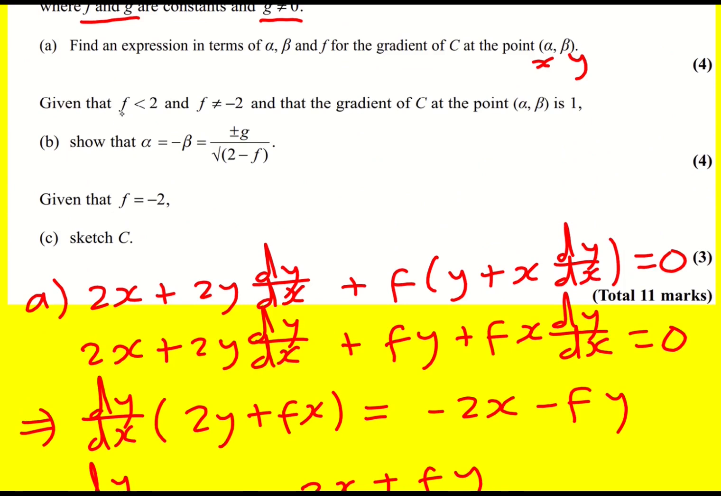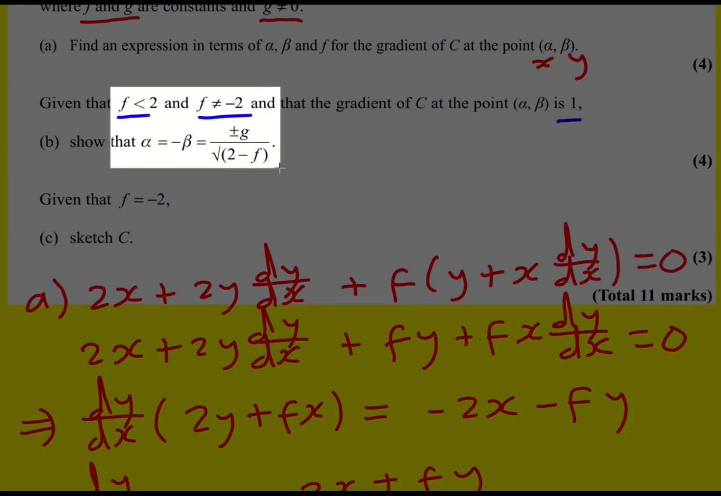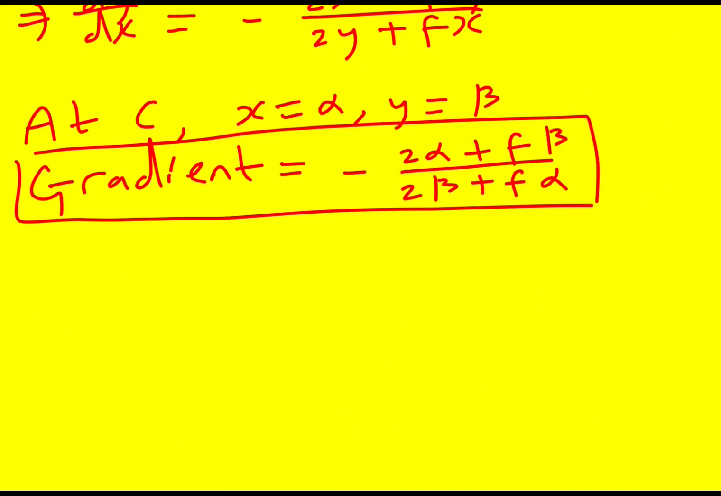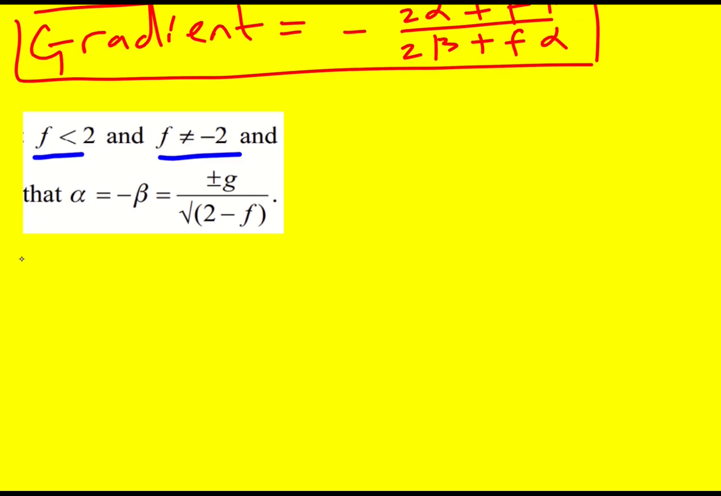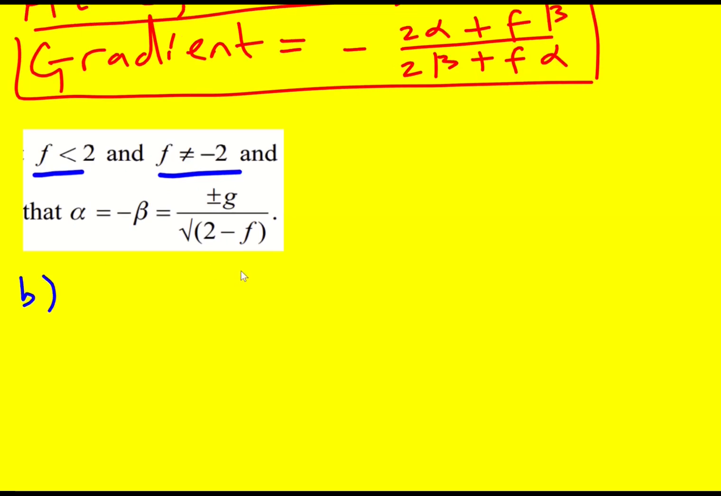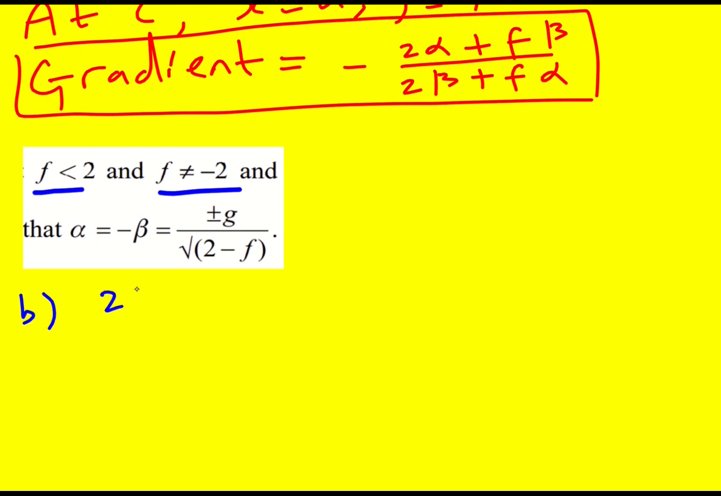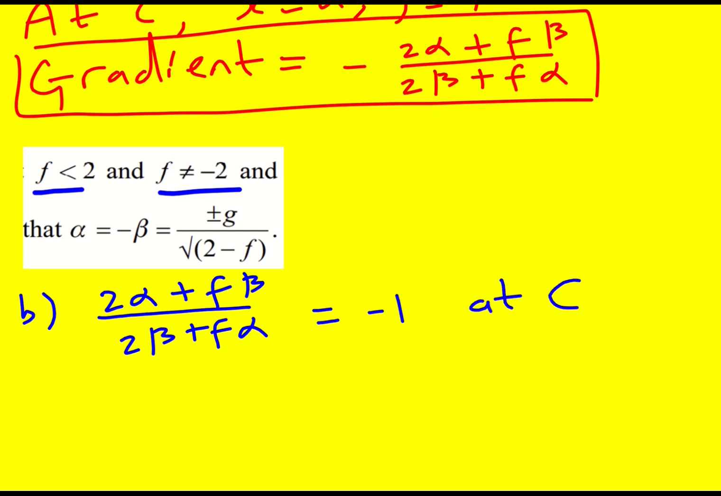In part B, we are told that f is less than 2 and f is not equal to minus 2, and the gradient at C is actually equal to 1. And we're asked to show that this is true. So it's worth just grabbing the key information that we have. So we can basically set this equal to 1, which must mean that 2 alpha plus f beta over 2 beta plus f alpha must equal minus 1 at C. So multiplied through, it's going to be 2 alpha plus f beta equals minus 2 beta minus f alpha.